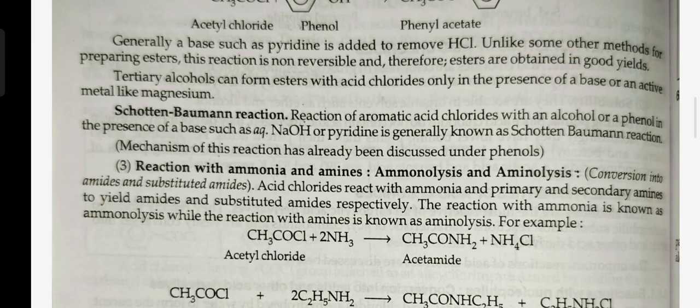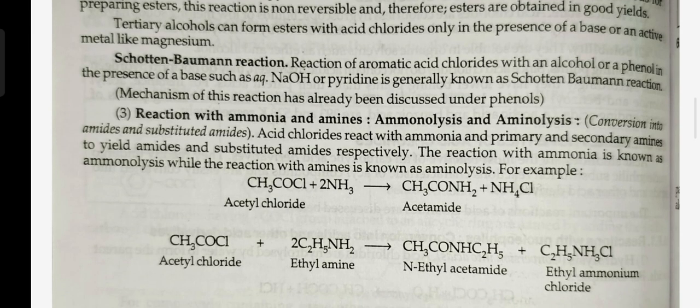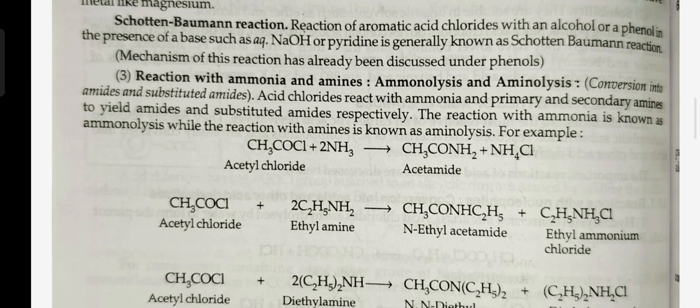Third, reaction with ammonia and amines. Ammonolysis and aminolysis: conversion into amides and substituted amides. Acid chlorides react with ammonia and primary and secondary amines to yield amides and substituted amides respectively. The reaction with ammonia is known as ammonolysis, while the reaction with amines is known as aminolysis. For example, acetyl chloride plus ammonia gives acetamide. Acetyl chloride plus ethylamine gives N-ethyl acetamide plus ethylammonium chloride.